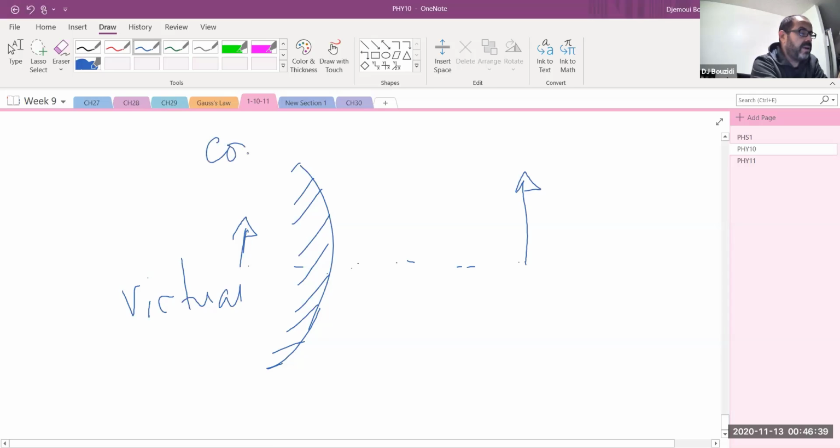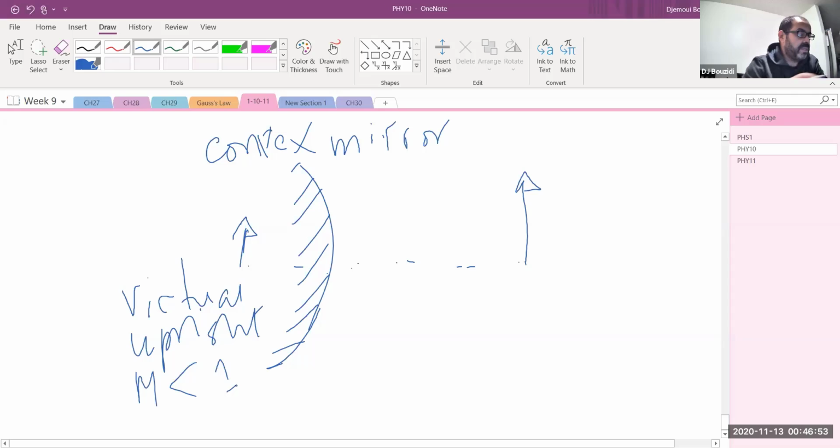So this is a convex mirror, and it's going to be upright. And the magnification is going to be less than 1 in this case. Absolute value or not absolute, it's going to be always positive.